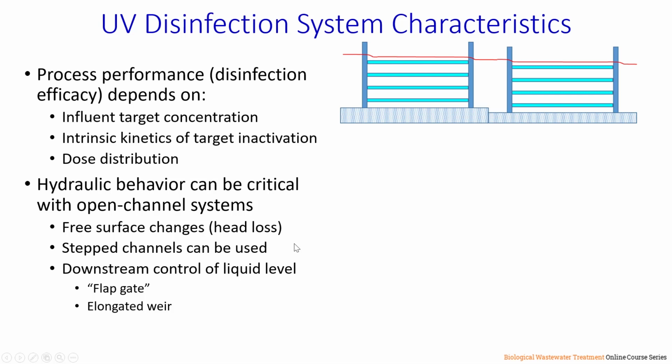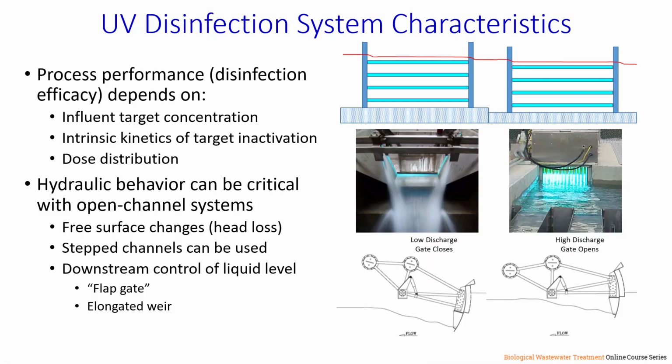If that's not accounted for in design, then there can be parts of the water that receive little or no UV radiation, or other systems where a lamp itself can be exposed to dry air. Neither of those characteristics are beneficial in terms of the performance of the system. So one approach to addressing that, again, is the use of these stepped channels. Other approaches include the use of downstream liquid level controls, such as flap gates or elongated weirs.